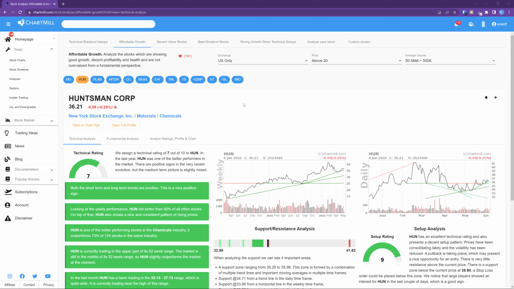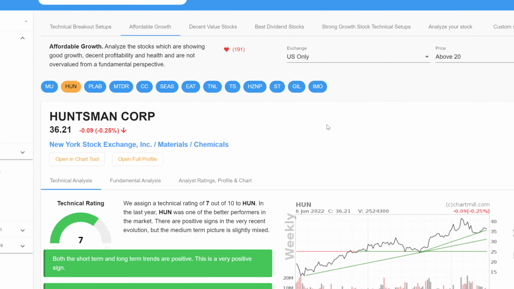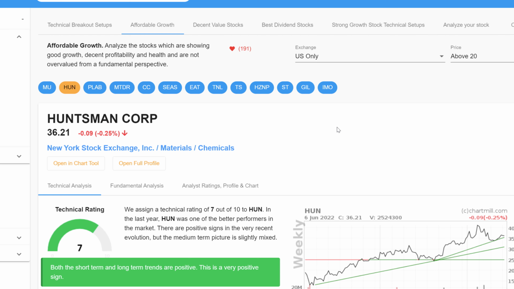So the last 2 candidates are coming from the affordable growth filter, and the first one is Huntsman Corporation, ticker HUN, chemicals listed on the New York Stock Exchange.